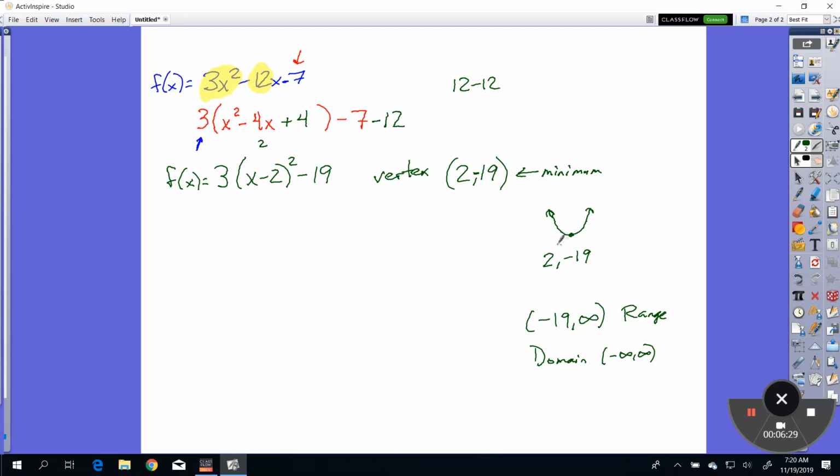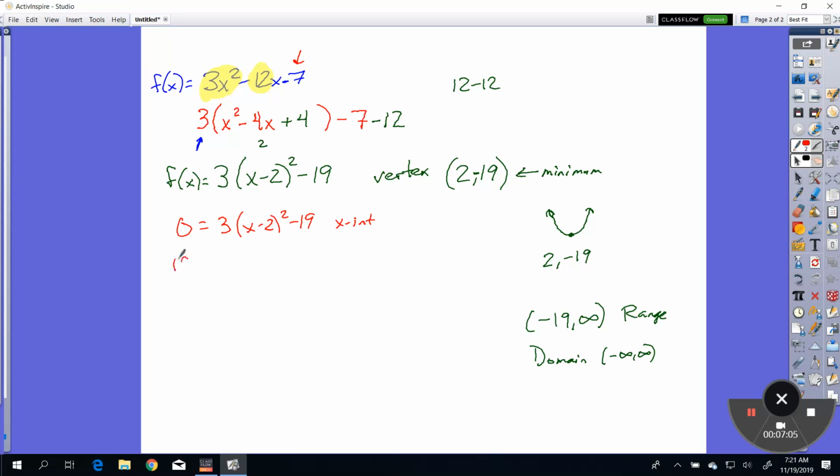Is this going to cross the x-axis? Since the y value is negative 19 and it's going upwards, it has to cross the x-axis somewhere, 2 places. And it's most likely going to cross the y-axis as well. So to find the x-intercepts, you would just let the y value be 0. So I'd have 0 equals 3(x minus 2) squared minus 19 to find the x-intercept.